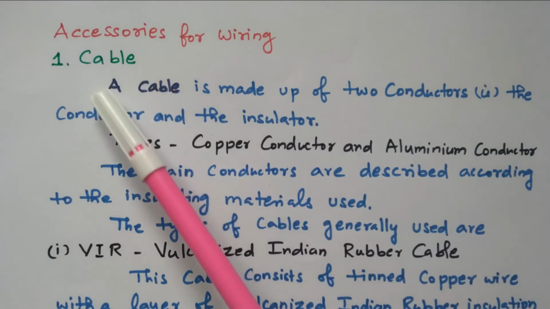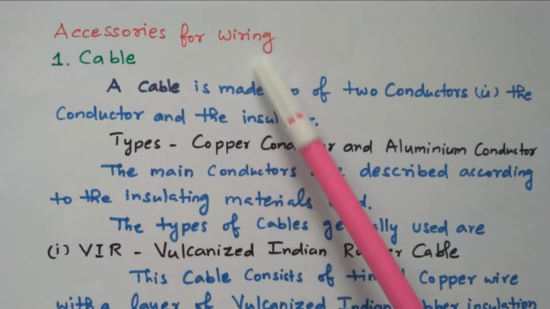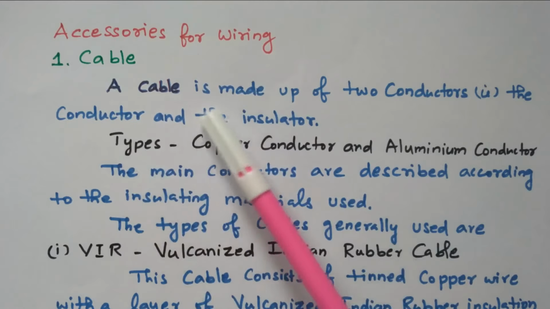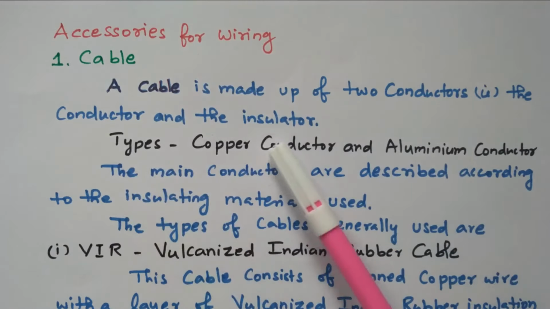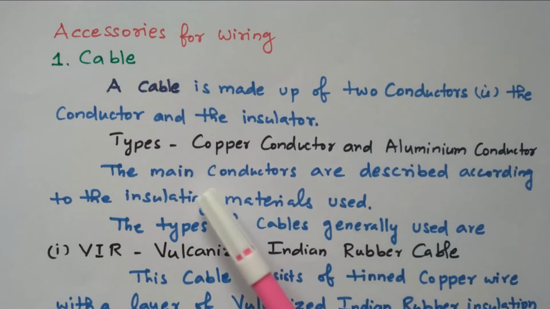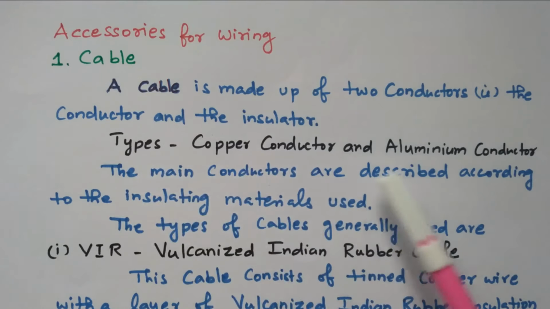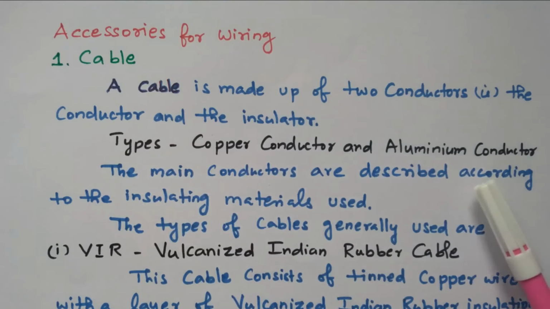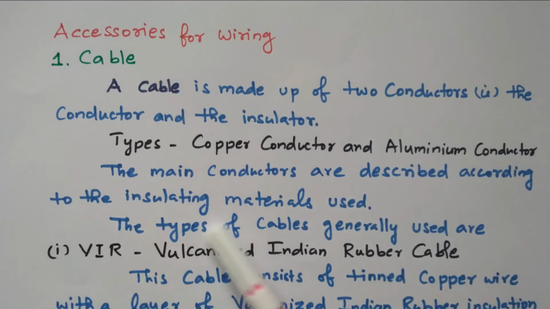Now we'll see the first accessory, cable. Cable is the important parameter for wiring. The cable is made up of two parts, the conductor and the insulator. There are various types available. Normally we are using copper conductor or aluminum conductor. The cables are described according to the insulating material used. Based on the insulating material, we can classify this cable.